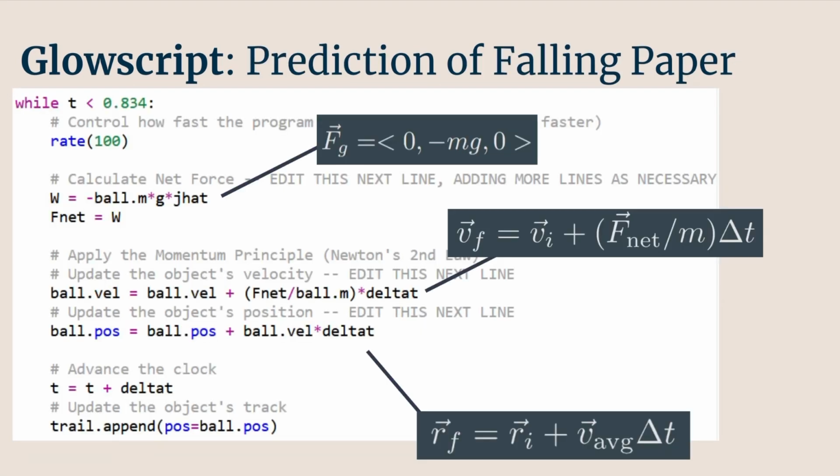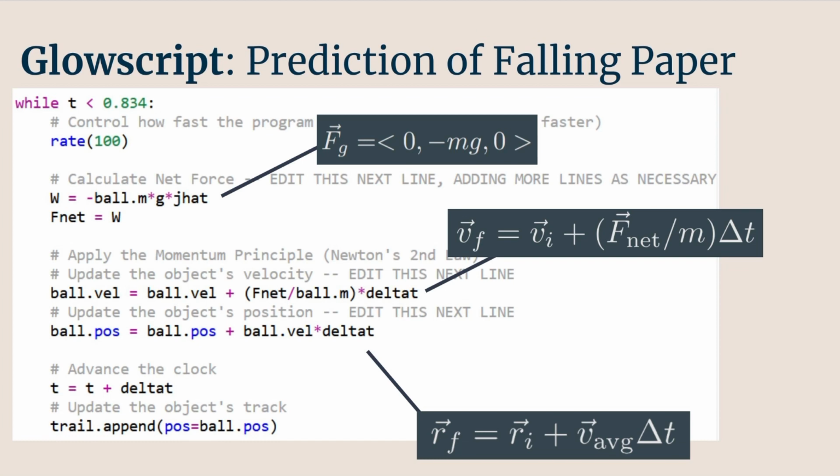With the initial conditions established, I'm able to implement the formula for the weight force, which in this case is the net force since this is the computational model that only accounts for the force of gravity. The weight force is equal to negative m times g times j hat. J hat is just a direction vector that is already set in the initial conditions. The reason why the weight force is negated is because the object is moving towards the Earth, which we established as going in the negative y direction.